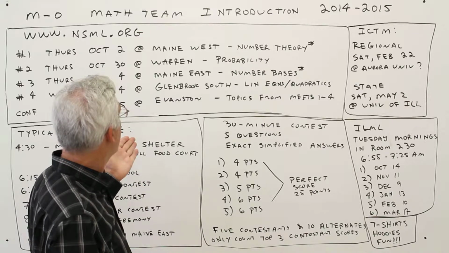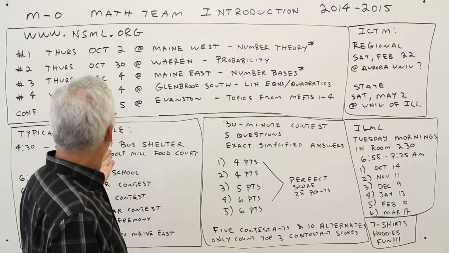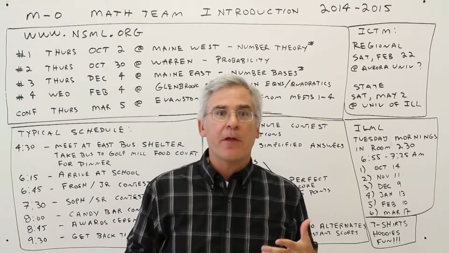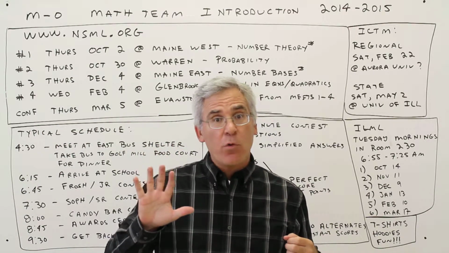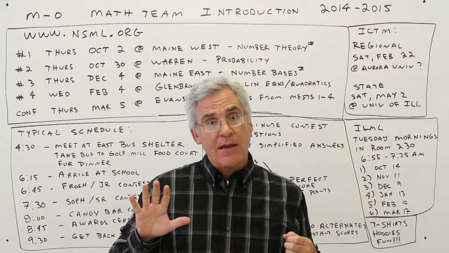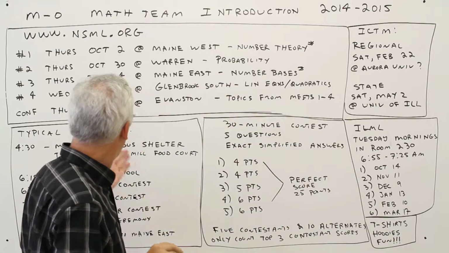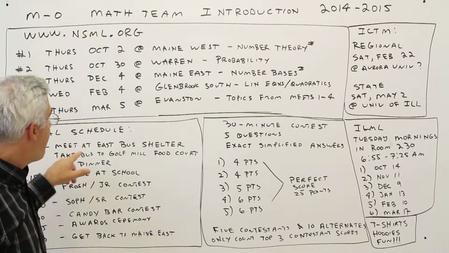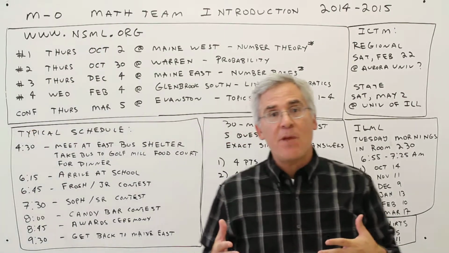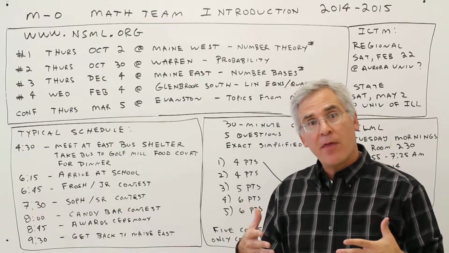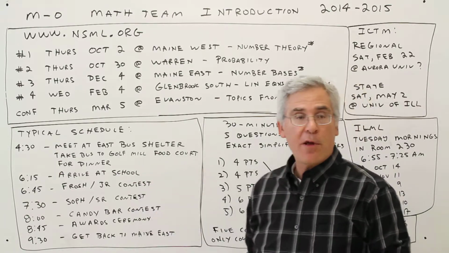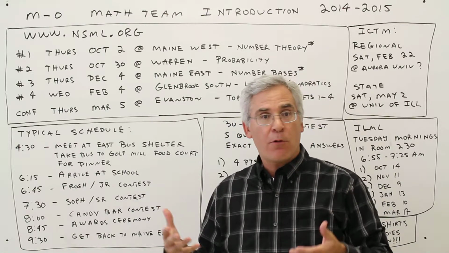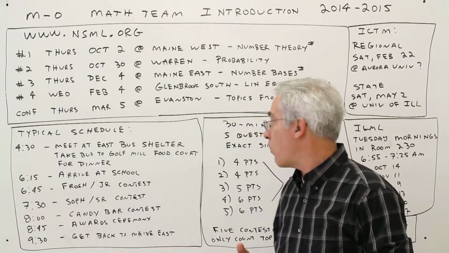At each meet, there's 5 schools that compete. All right, so here's a typical schedule for these contests. At 4:30, the students meet at the East Bus Shelter that's by the ABCD gym. The bus takes us to the Golf Mill food court, and we have dinner. Students are welcome to bring their own food and drinks as well.